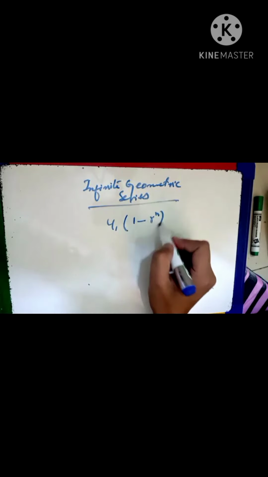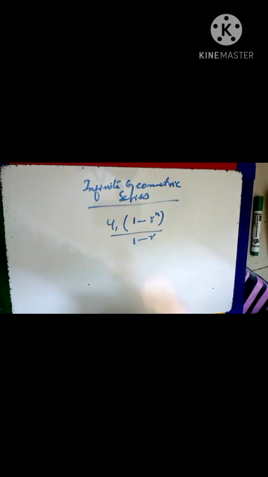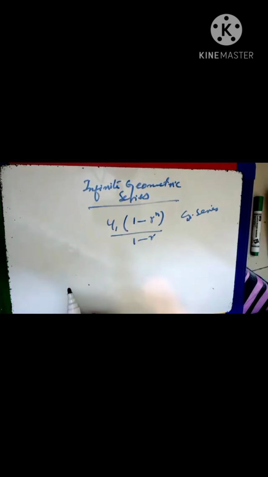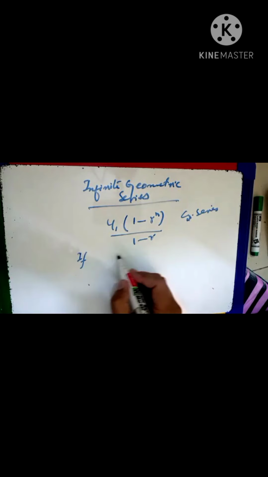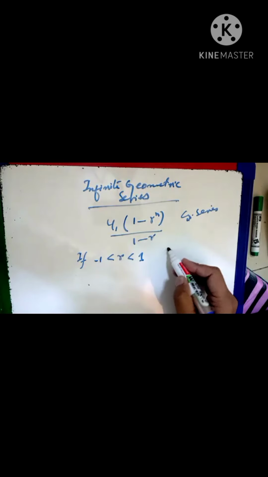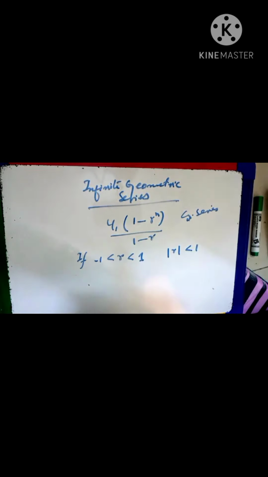1 minus Rn over 1 minus R, right? Yeah, this is the geometric series. One special case comes when we learn the geometric series: if R is greater than minus 1 and less than 1, meaning the mode of R is less than 1. Mode of R means the positive value of R. If we take this range, these are all negative values from minus 1 to less than 1. So if we take the mode, it will be less than 1.